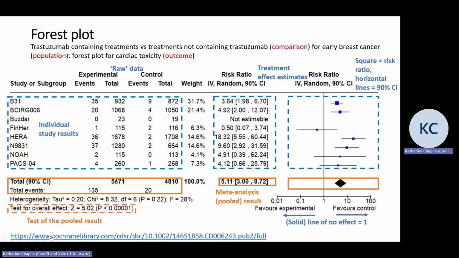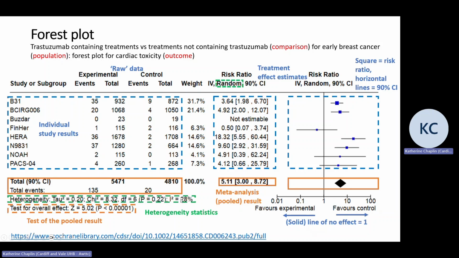Here we can see the total number of events for each of the groups and the pooled estimate. This is represented by a diamond on the forest plot. There is also the test for overall significance between the intervention and the control groups, which we can see is significant. So, I mentioned heterogeneity is an important consideration.